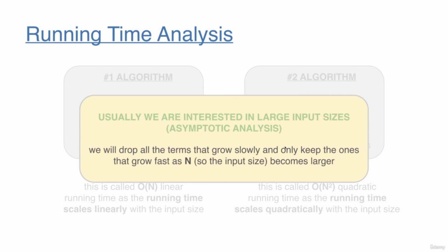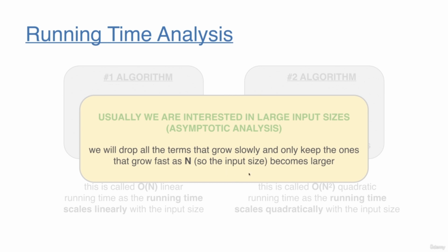Usually, we are interested in large input sizes. This is called asymptotic analysis. So we will drop all the terms that grow slowly and only keep the ones that grow fast as the input size becomes larger. Anyways, in the coming lectures, we are going to talk about this big O notation and we will come to the conclusion that we don't care about the running time when the input size is equal to 10 or 100, because of course, as you may guess, very slow algorithms are going to run extremely fast if the input size is 10 or 100.